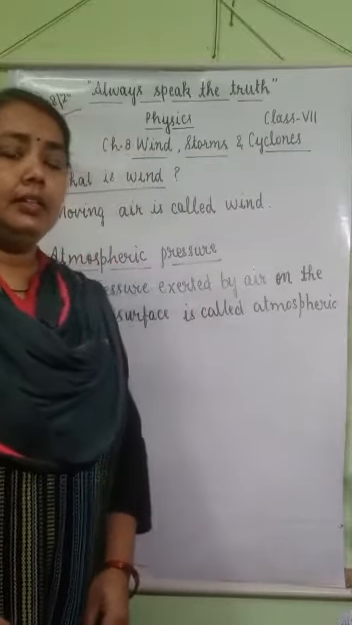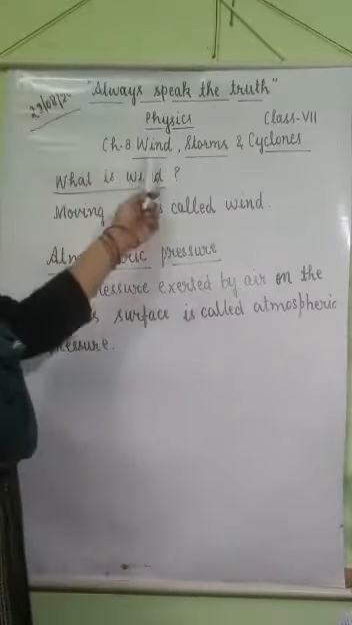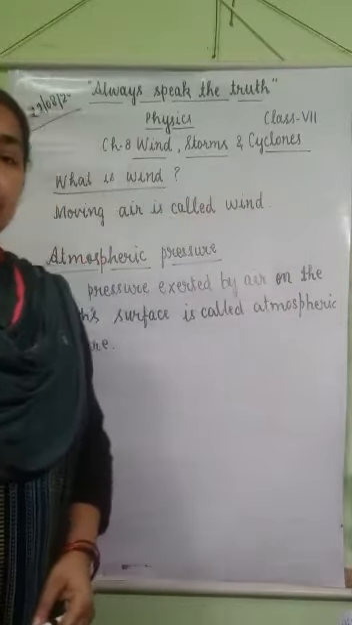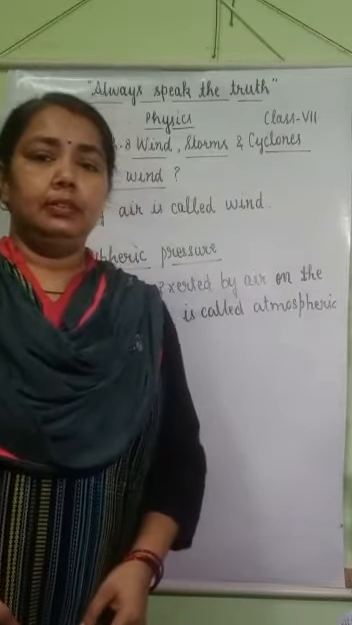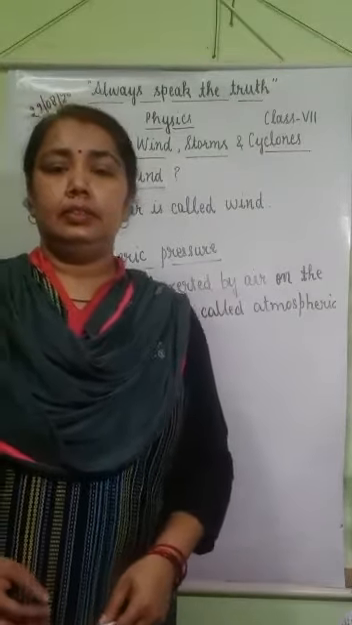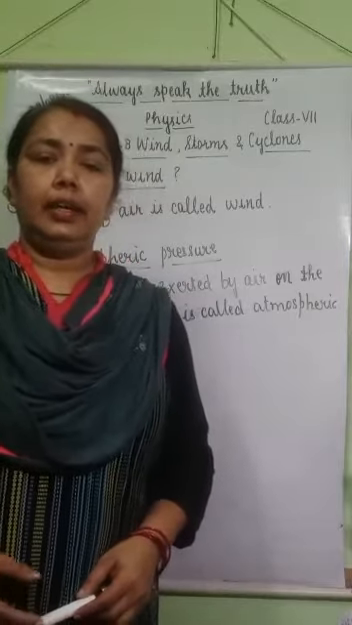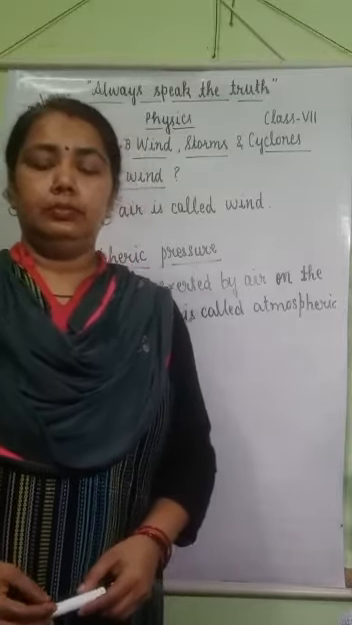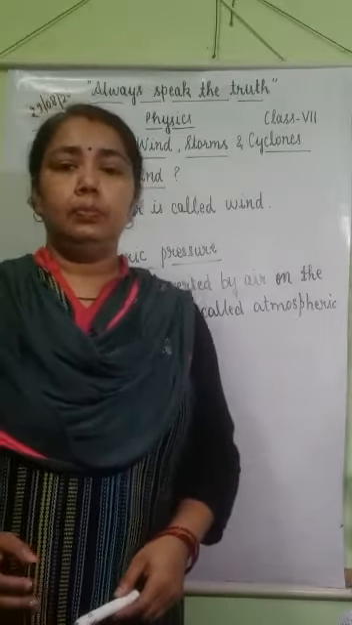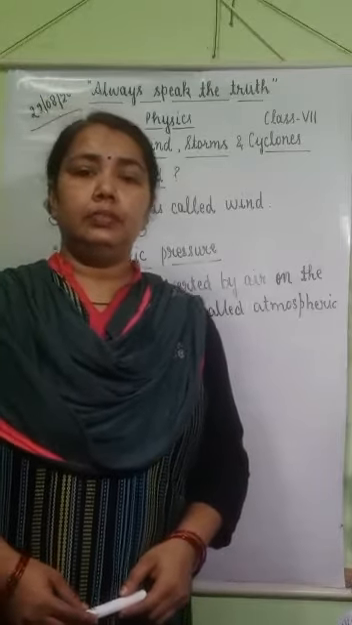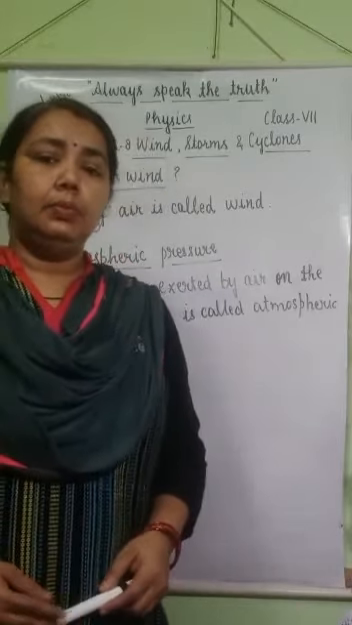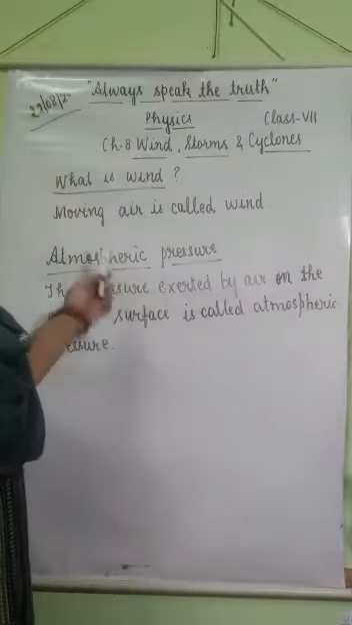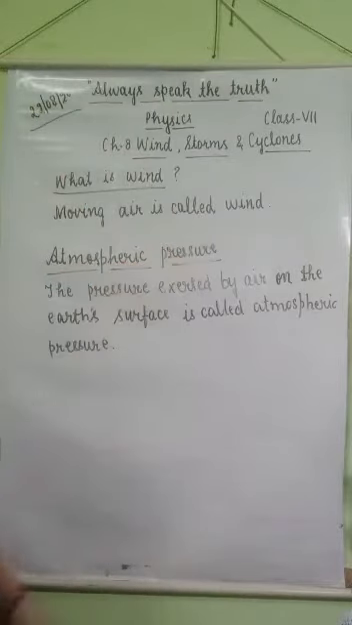Today I am going to start a new chapter of physics: wind, storms and cyclones. Firstly we will know about what is wind. You know that the sun heats the air and water unevenly. That causes a breeze to blow. So when a breeze blows fast, it is known as wind. And when a breeze blows very fast, it is called a storm. So moving air is called wind.